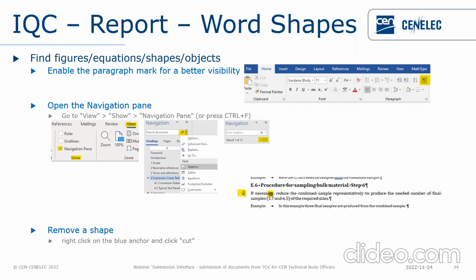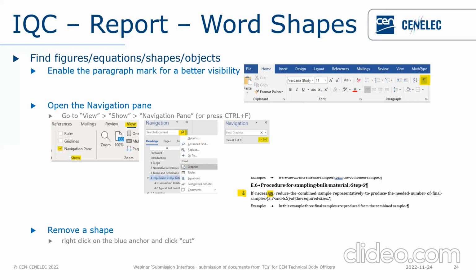The next step would be to open the navigation pane. The easiest way would be to press Ctrl F on your keyboard, and you have the navigation pane appearing. When you click on the magnifying glass, you can select graphics. Graphics will highlight every object in your document, most of the time hidden, and the figures will be highlighted as well, and you can navigate them by using the little arrows.